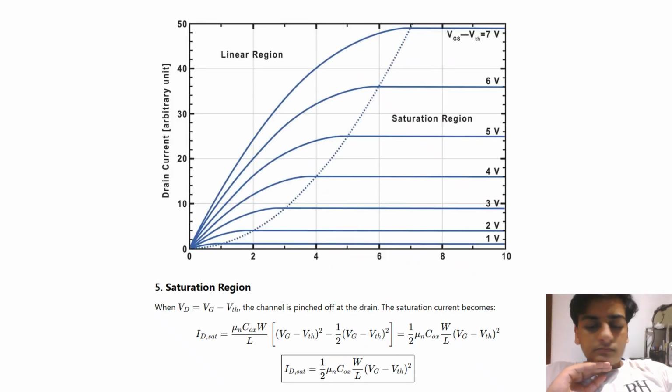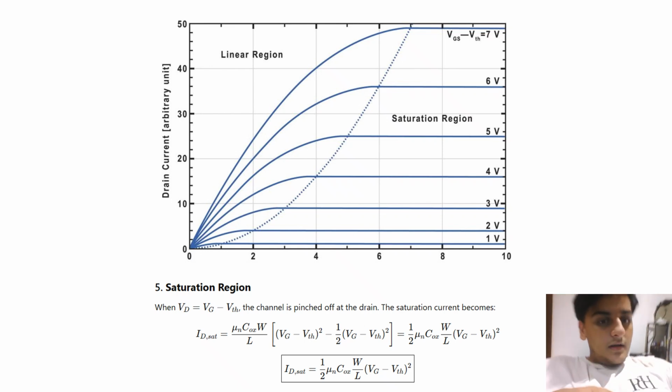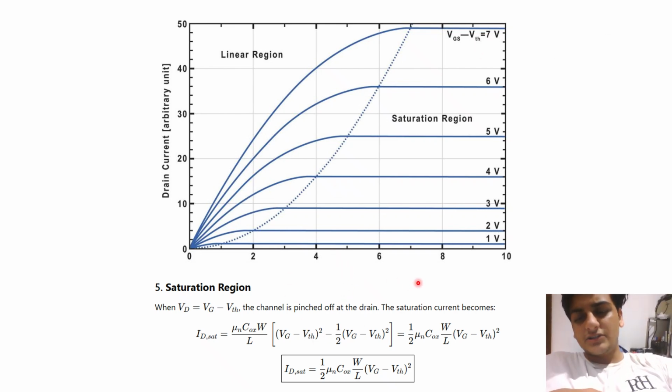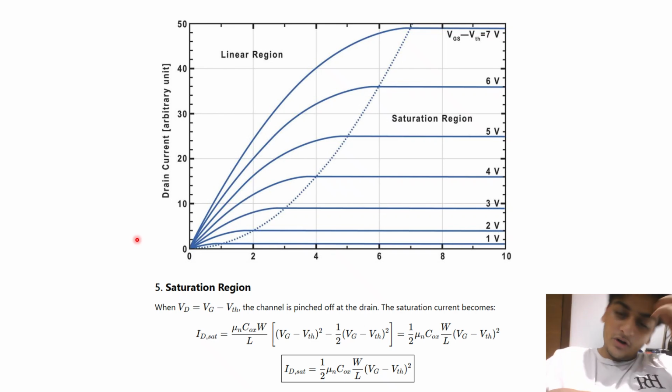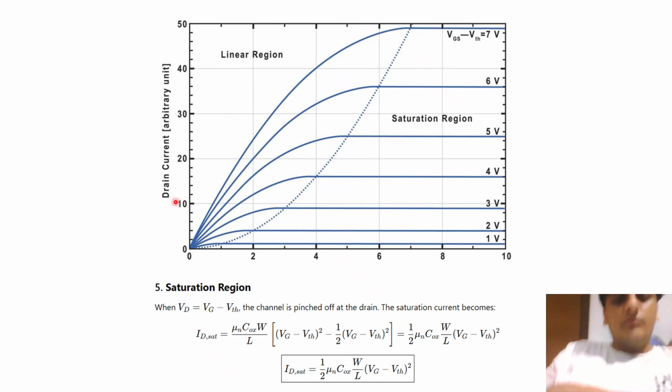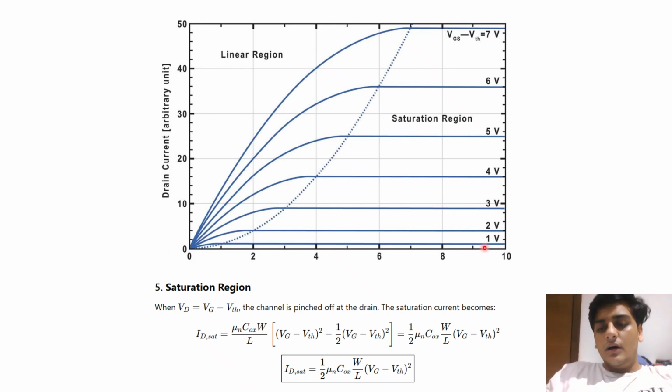Cool. So this is the graph. Of course, we are plotting VGS minus V threshold on the x-axis, and on the y-axis we are plotting the current. When it's less than the threshold, we are not going to have any current because the MOSFET is switched off. When the gate voltage is more than the threshold, depending on the gate voltage, we get a different curve for the MOSFET with respect to the drain voltage.